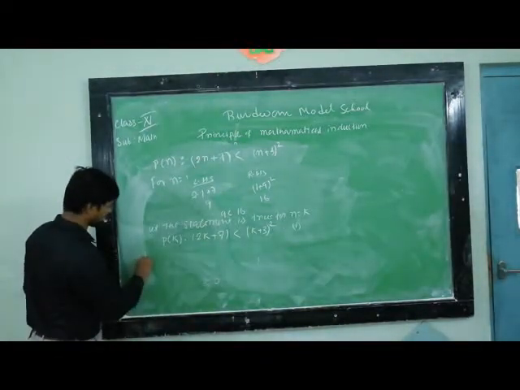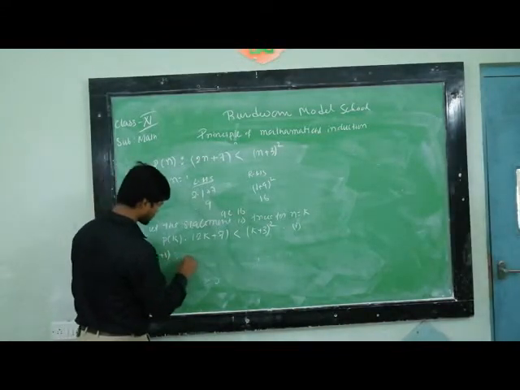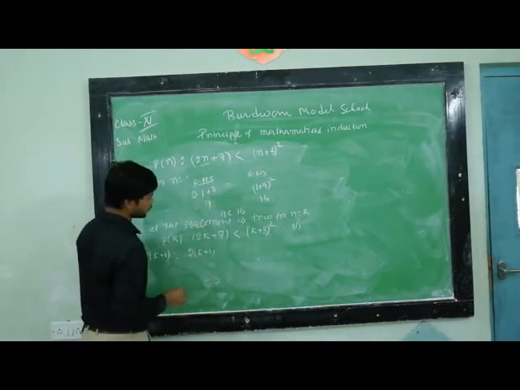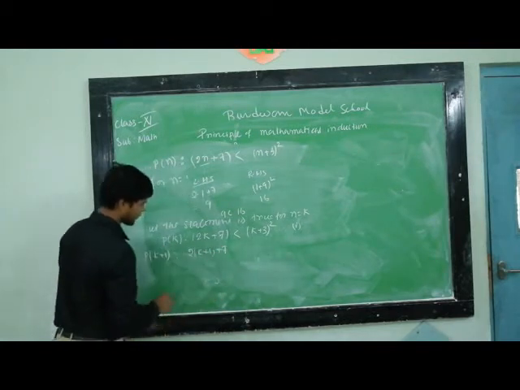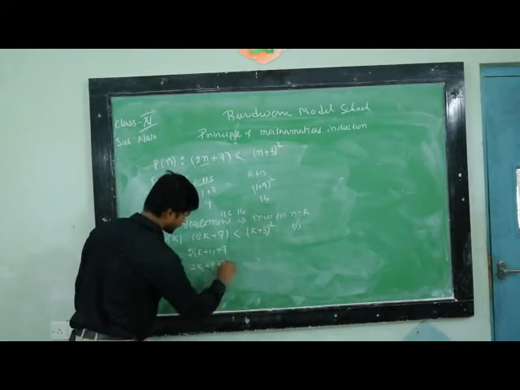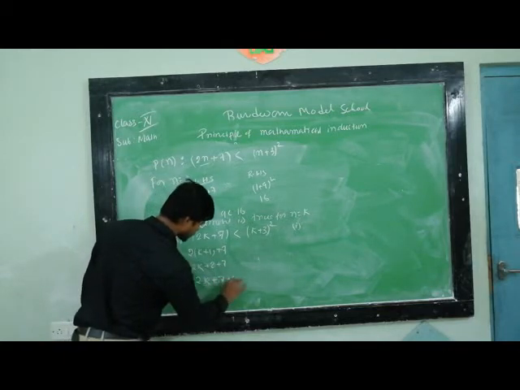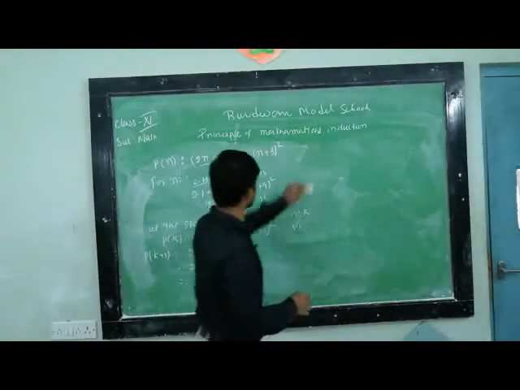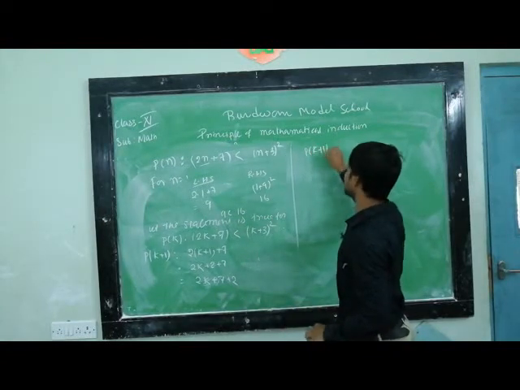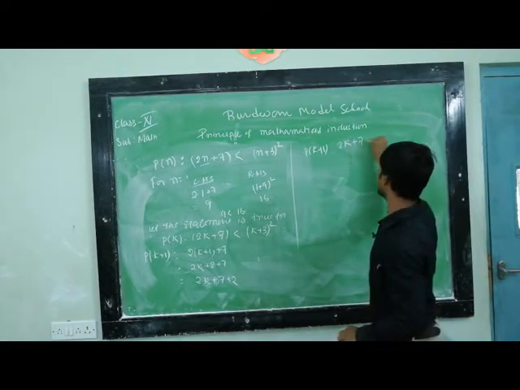Now for that we will calculate this value p of k plus 1. So p of k plus 1 will be 2 into k plus 1, in place of n we just put k plus 1, plus 7, which is equal to 2k plus 2 plus 7, which is equal to 2k plus 7 plus 2. So p of k plus 1 is 2k plus 7 plus 2.